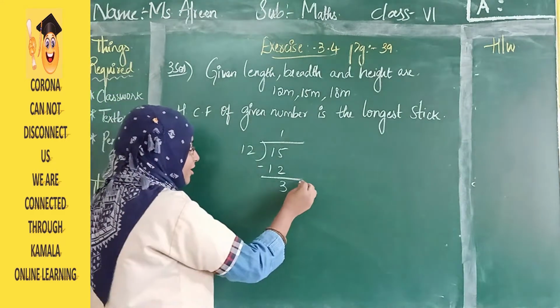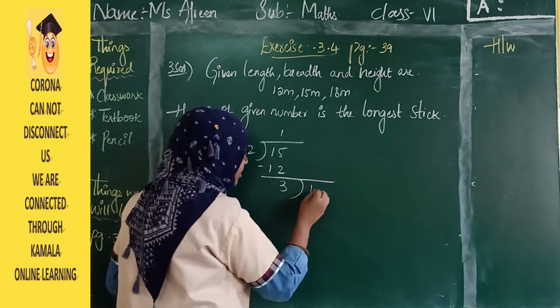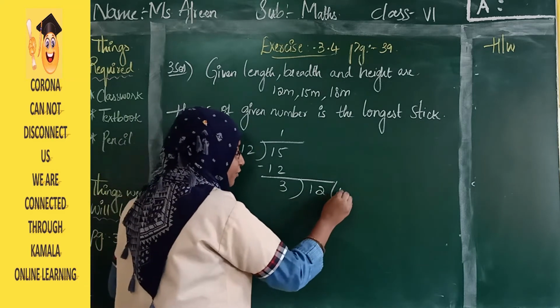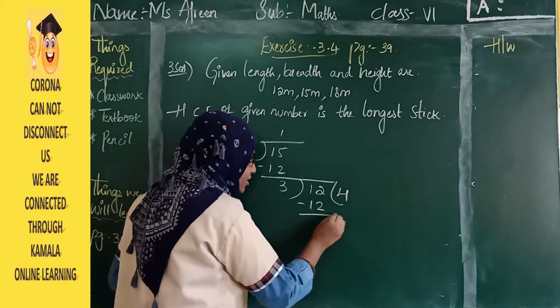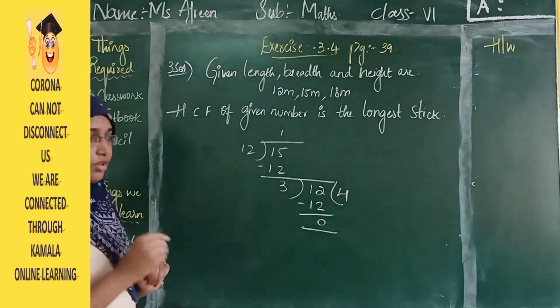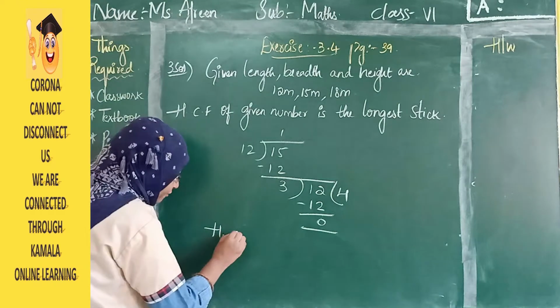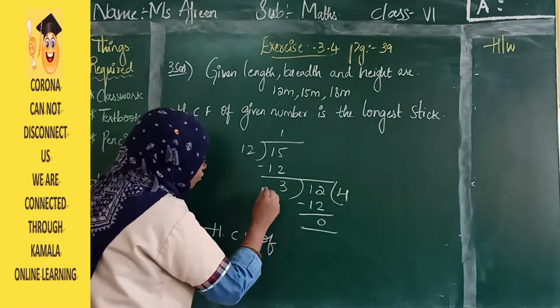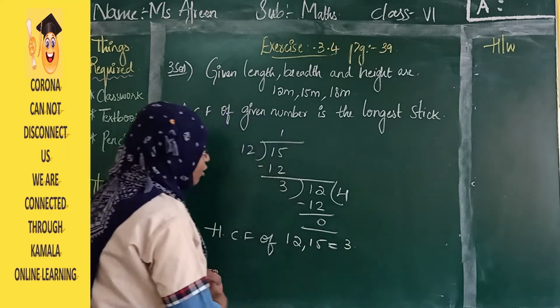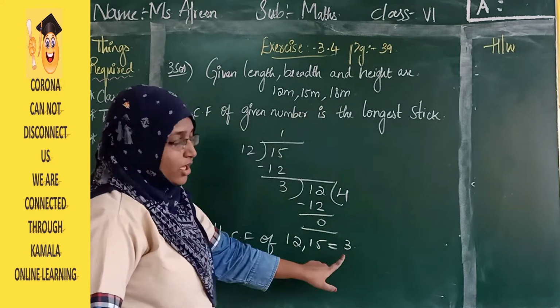Now our remainder will turn into the divisor, whereas our divisor will turn into the dividend. So in the 3 table, when do we get 12? Yes, 3 fours are 12. 12 minus 12 is 0. So what is the HCF here? The last divisor here is 3. So the HCF of 12 comma 15 is equal to how much? 3. Now we will divide this 18 by 3.